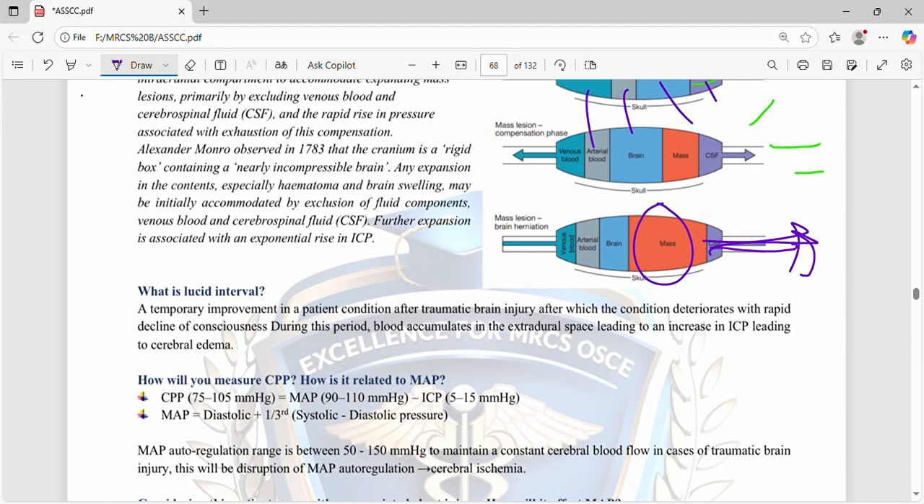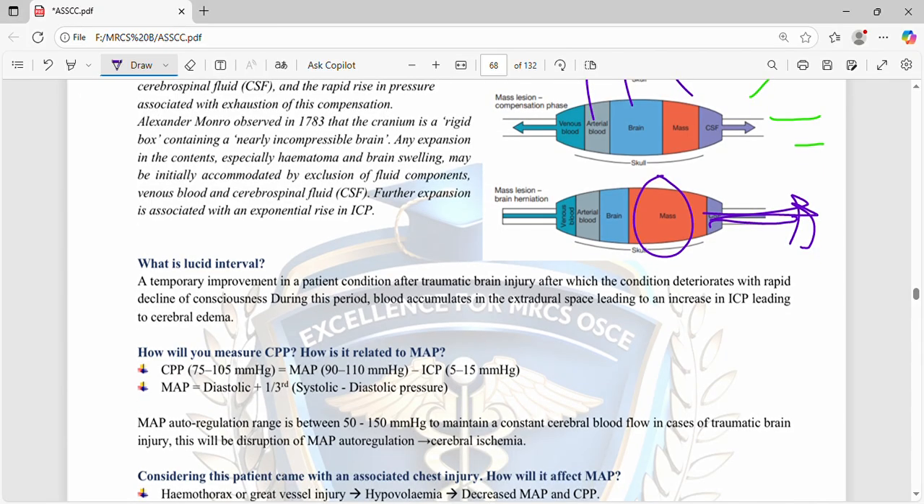So we have the lucid interval, a temporary improvement in a patient's condition after traumatic brain injury, after which the condition deteriorates with rapid decline of consciousness. During this period, the blood accumulates in the extradural space, leading to an increase in ICP, leading to cerebral edema.